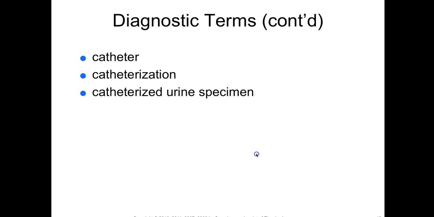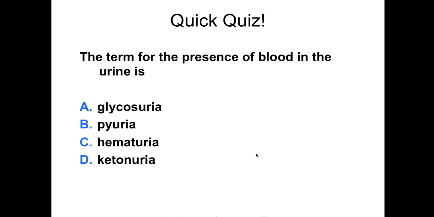So we have a quick quiz question here. The term for the presence of blood in the urine is? If you answered C, hematuria, you are correct. Remember that glucosuria is excess sugar in the urine, pyuria is presence of pus in the urine, and ketoneuria is the presence of ketones in the urine.